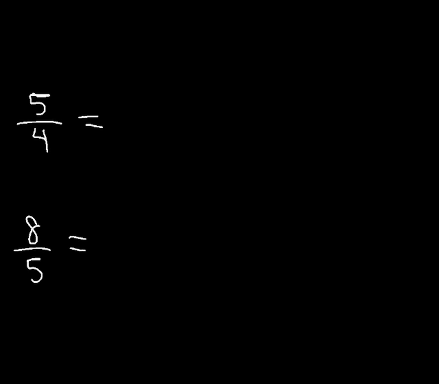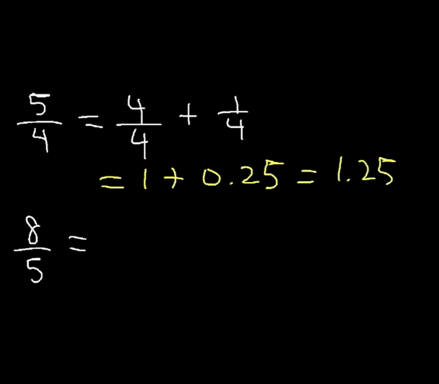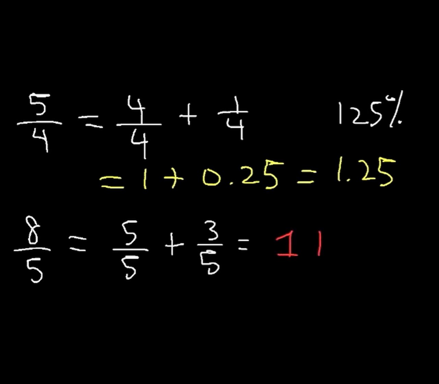So 5 over 4, we can rewrite that as 4 divided by 4 plus 1 over 4. Now 4 divided by 4, that's just 1, and 1 over 4 is 0.25, so this is equal to 1.25, or 125%. 8 over 5, that's 5 over 5 plus 3 over 5. So 5 over 5 is 1, 3 over 5 is 0.6. Now if you remember 1 over 5, that's 0.2, and then you multiply 0.2 by 3, you get 0.6. So this is equal to 1.6 or 160%.